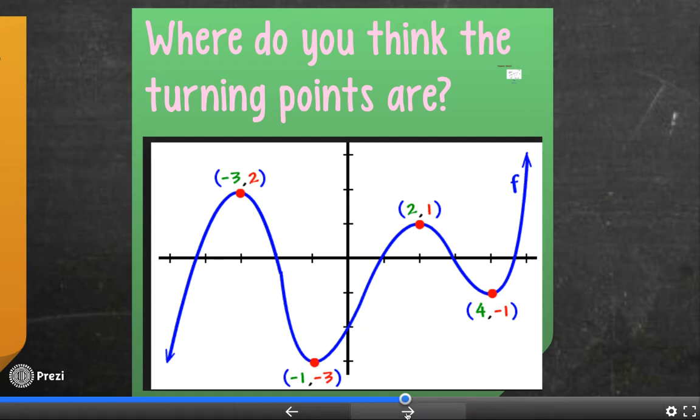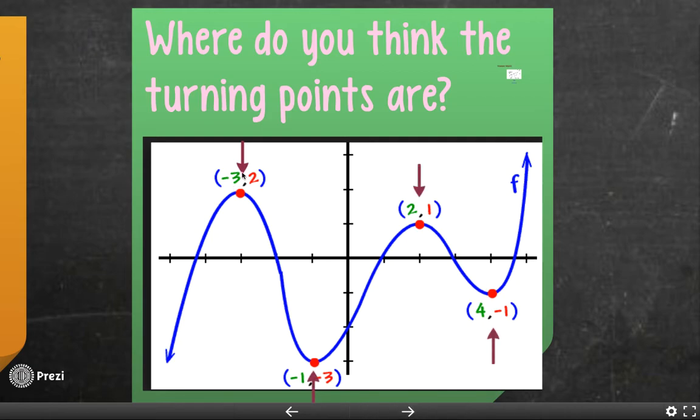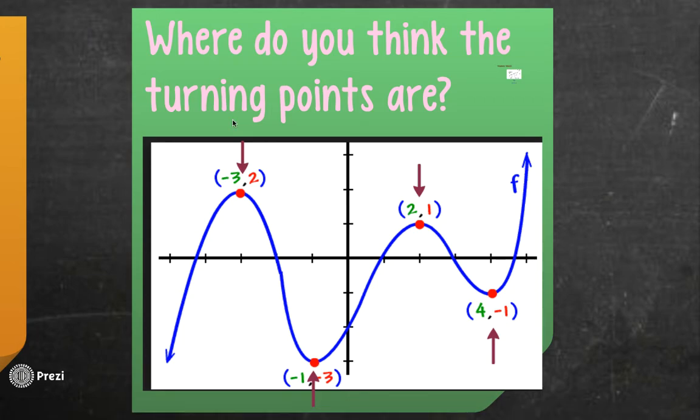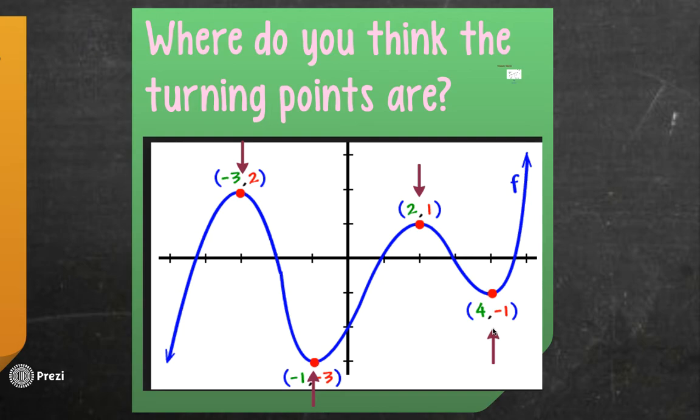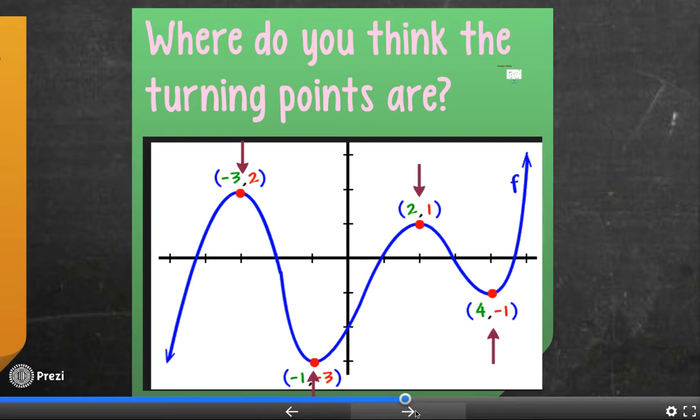So this graph, the turning points are at these points right here. Be careful. Turning points are points. So if I ask you, what are the turning points? I need to see points actually listed. So the points would be (-3, 2), (-1, -3), (2, 1), and (4, -1). Those are the turning points on the graph, or where the graph changes directions.